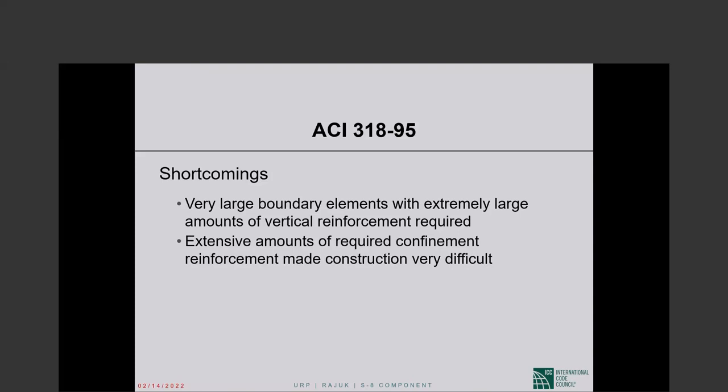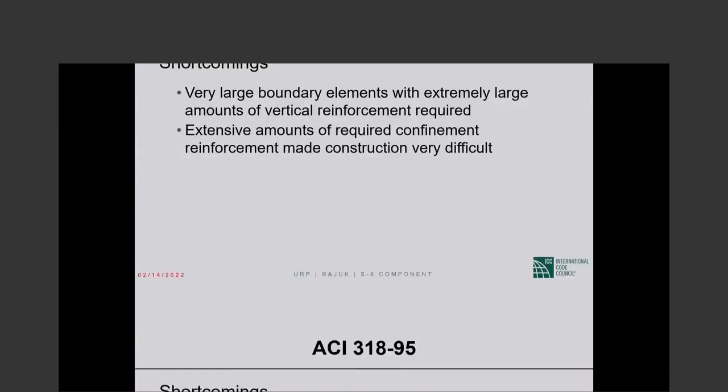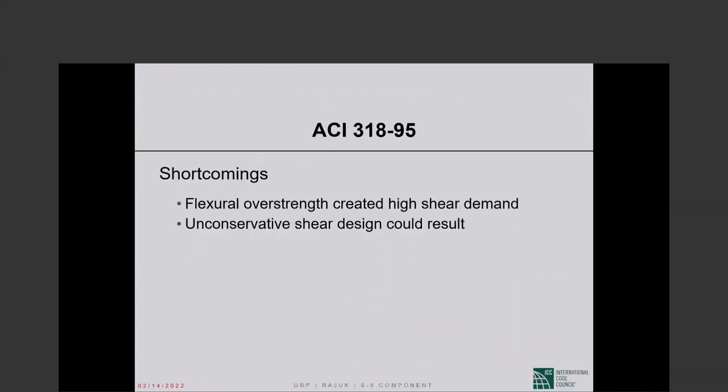So this was a construction nightmare. The constructability was a huge issue. Could this even be done? But that was not the only problem. Something else, even worse, was happening.